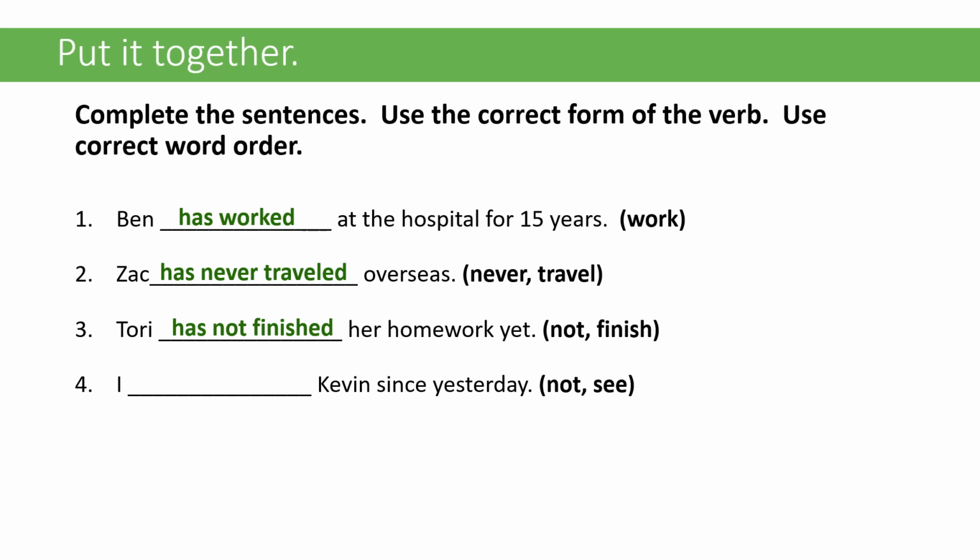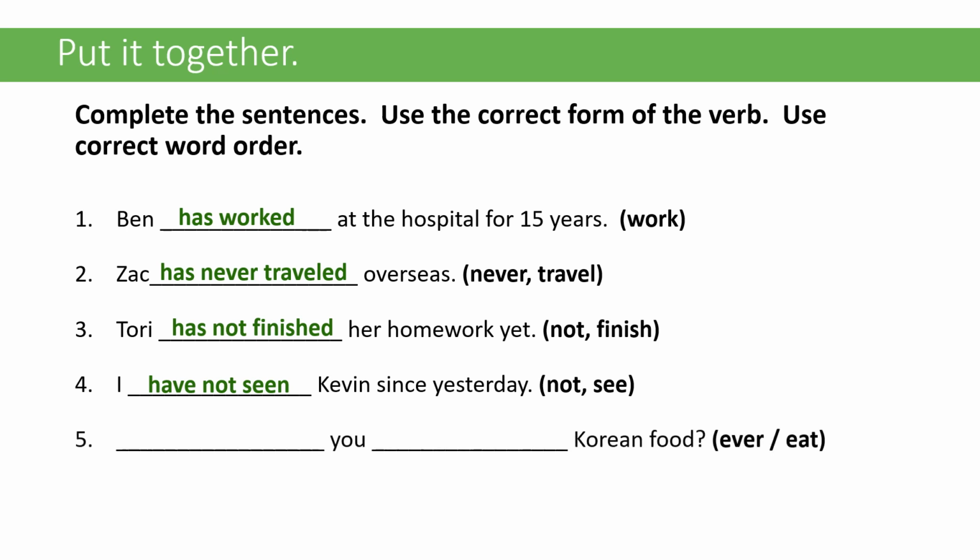Again, here's another negative. So again, we're not going to include do or does. So I have not seen Kevin since yesterday. And in this form, we're making a question. And in the question, we're using the word ever. Just like when we're making a negative in the present perfect, we don't need to include do or does. We're simply going to put has or have in the place where we would normally put do or does. So this one should be, have you ever eaten Korean food?